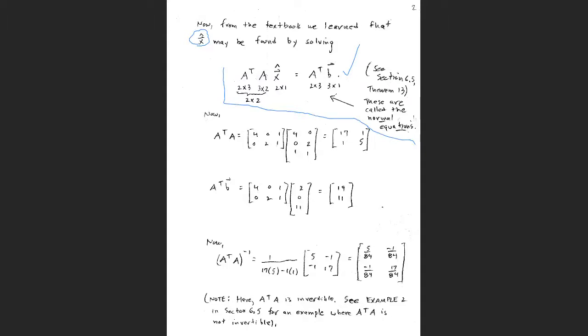A transpose A is always going to get you a square matrix. Okay, and so this is really just computational. I compute A transpose A and A transpose B, and then I find the inverse of A transpose A.